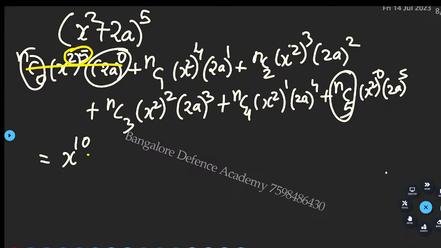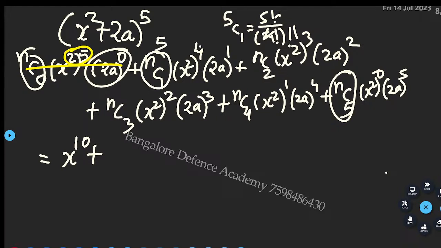Next, second. For example, 5C1. How to find? 5 factorial over 5 minus 1 factorial, which is 4 factorial into 1 factorial. So I get 5. Correct? So this value is 5. 2 into 4, 8. What is this? 2. 5 into 2. So this becomes 10 x to the power of 8. Do you understand? Second term, did everyone get it? 10 x to the power of 8.